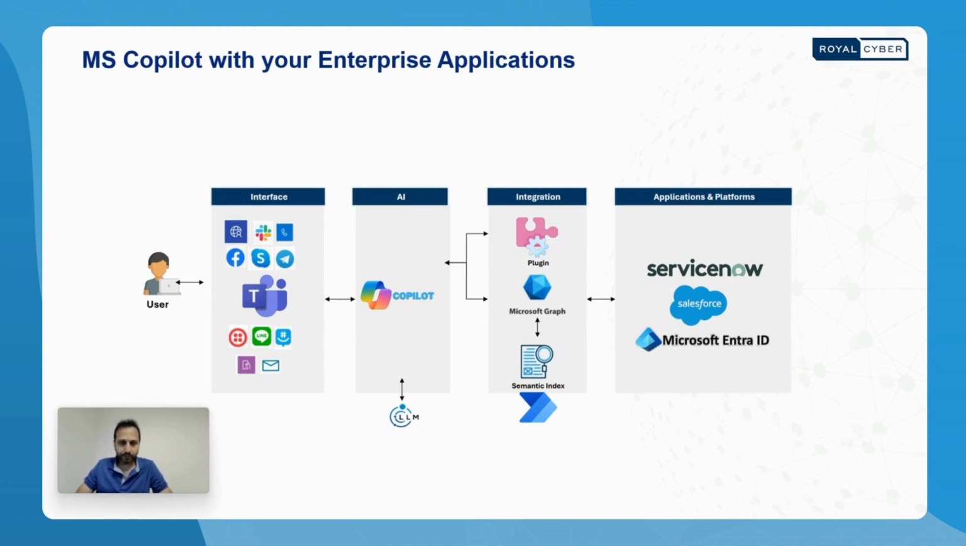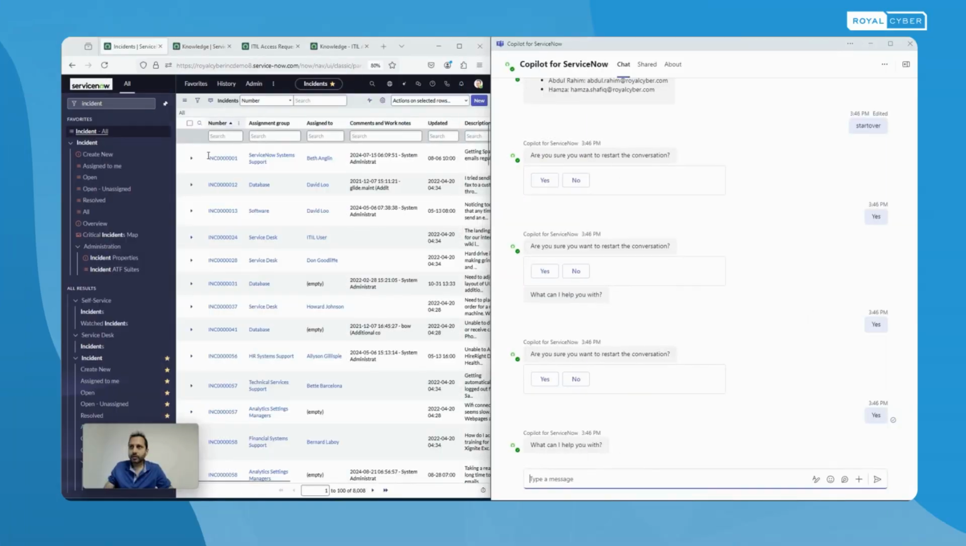Here in this example, we have integrated Graph and Power Automate with ServiceNow and Salesforce and Entra ID. We will show you some examples of how it works. So here on your left, you can see me logged into ServiceNow, and on my right is a Teams window that is actually Microsoft Copilot's window in Teams. This instance of Copilot is integrated with ServiceNow, and let me ask some questions.